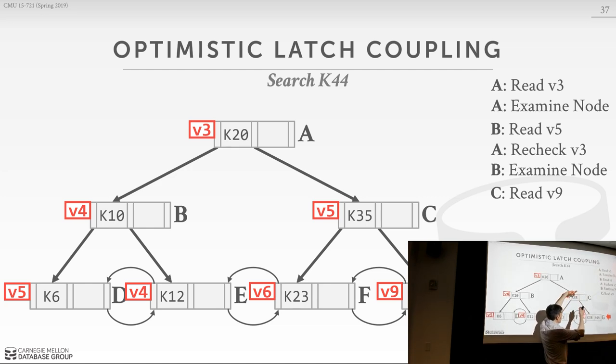And so if now someone comes and modifies what this pointer is in between, after I've already checked it, then this is not the version I should be reading. I should be reading some other thing. And now I'm not seeing a consistent version of the index.